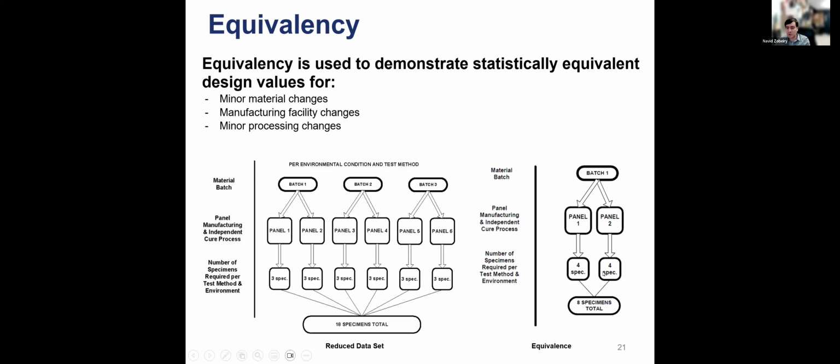FAA might allow you to do a subset of tests to show that there's equivalency between them. So we call this equivalency. So let's say for the original material, original process, you've done 18 tests. You define a subset of those tests that you're going to do to show that these two materials are the same. So you might end up doing 8 tests. So this is only, again, for minor changes.